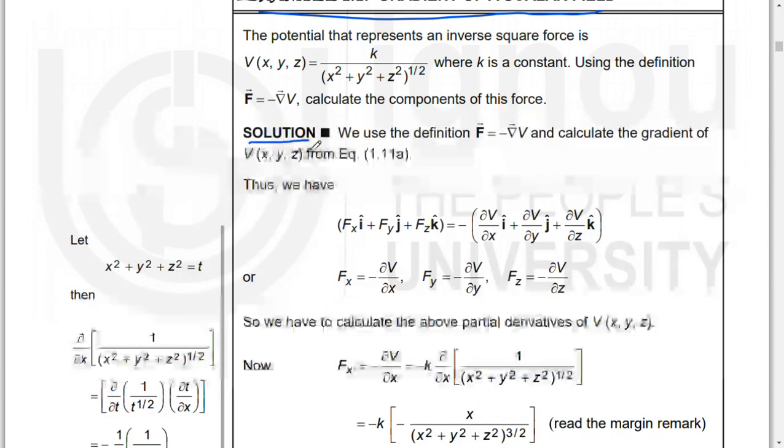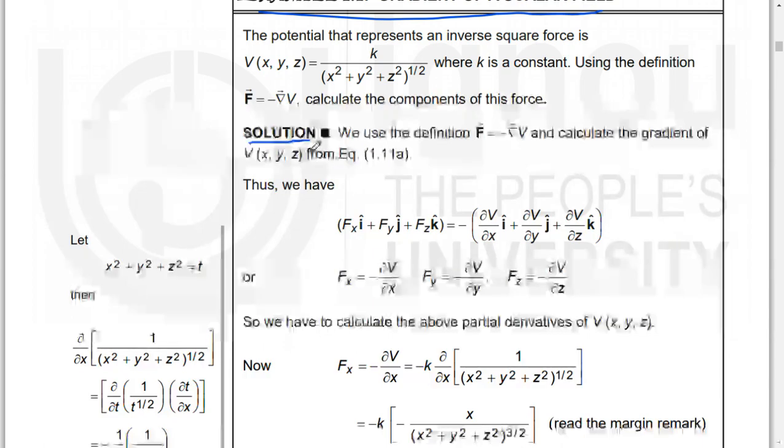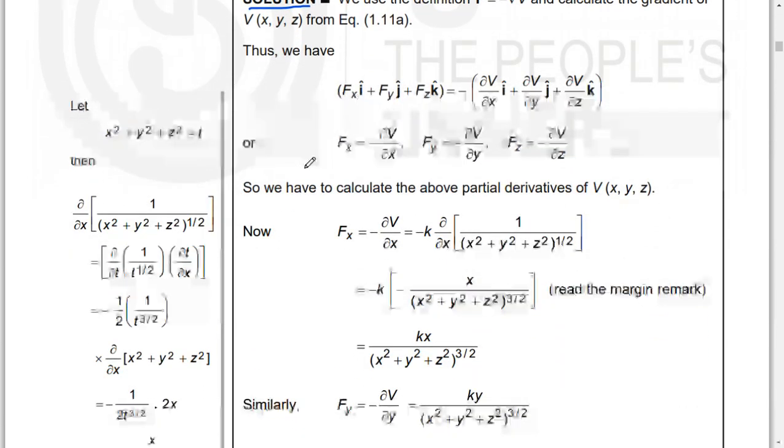Solution. We use the definition of the vector F equals minus del V and calculate the gradient of V of x, y, z from equation A. Thus we have Fx i cap plus Fy j cap plus Fz k cap equal to minus diff V by diff x i cap plus diff V by diff y j cap plus diff V by diff z k cap, or Fx equals minus diff V by diff x, Fy equals minus diff V by diff y, Fz equals minus diff V by diff z.